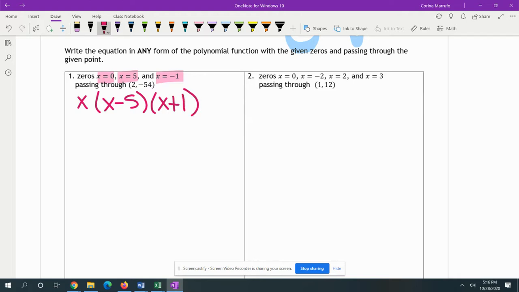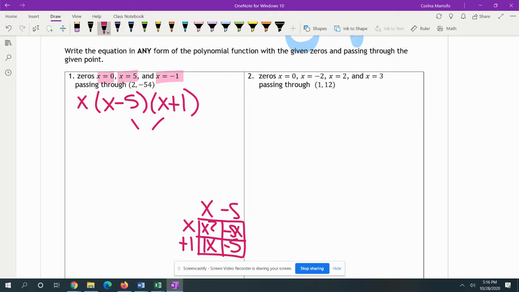Okay, so what we're going to do is we're going to go ahead and multiply these. So first we're going to start off by multiplying these two. And I'm going to go ahead and multiply it off to the side down here in a box. So it'll be x minus 5 and x plus 1. So x times x is x squared, 1 times x is 1x, x times -5 is -5x, and -5 times 1 is -5.